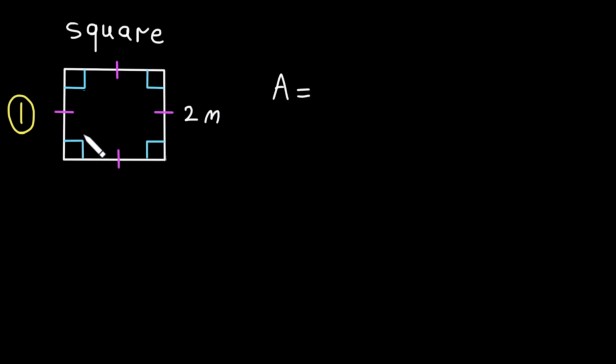In this video, we'll learn how to find the area of a square. We'll go through 4 examples. The first one, we have a square. They give the side of the square and we want to find the area.